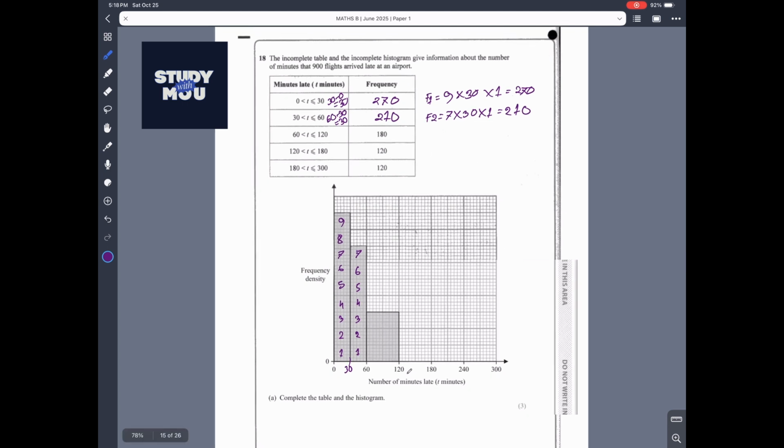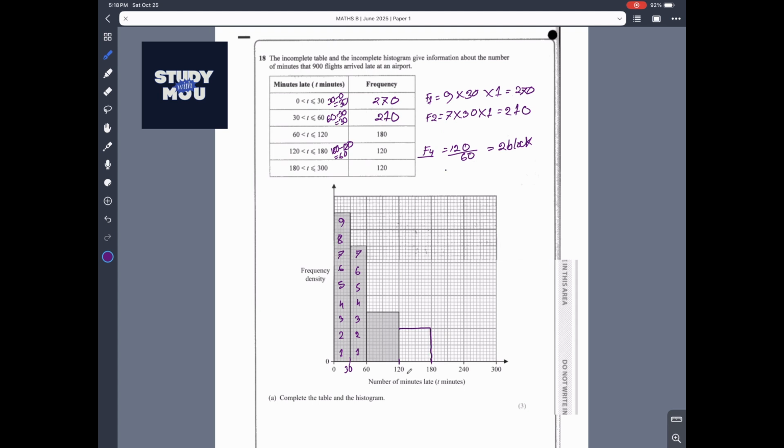Okay, so for F4, we know F4 is 120. So below this, let us write F4 is 120. We have the range, 180 minus 120 is 60. So 120 divided by 60 is equal to 2 blocks. So for 120 to 180, we have 2 blocks.